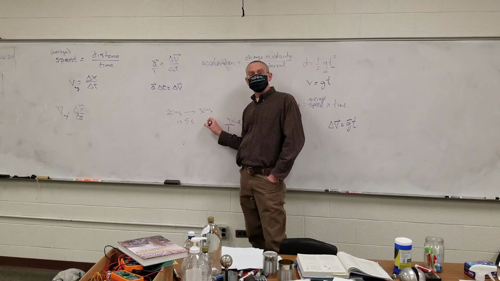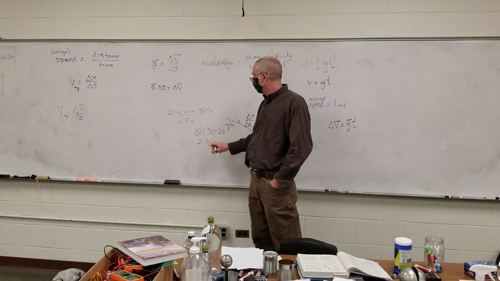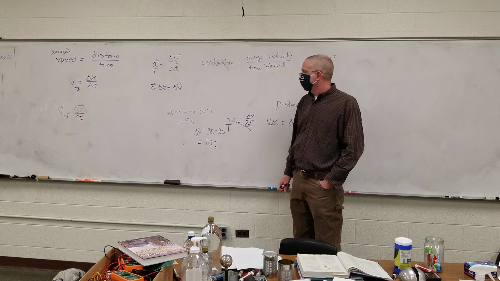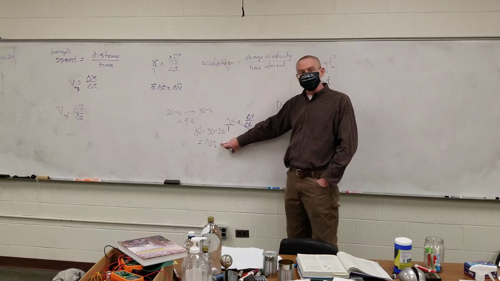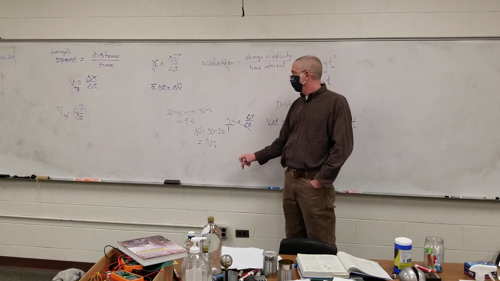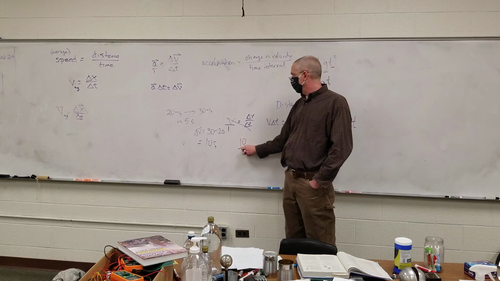Okay. So change in velocity, final minus initial. So 30 minus 20, 10 meters per second. My acceleration is going to be whatever that change is divided by the amount of time it took to do it. Okay. So that would be 10 divided by 5. So my acceleration, 2 meters per second squared. Cool beans. Thank you.